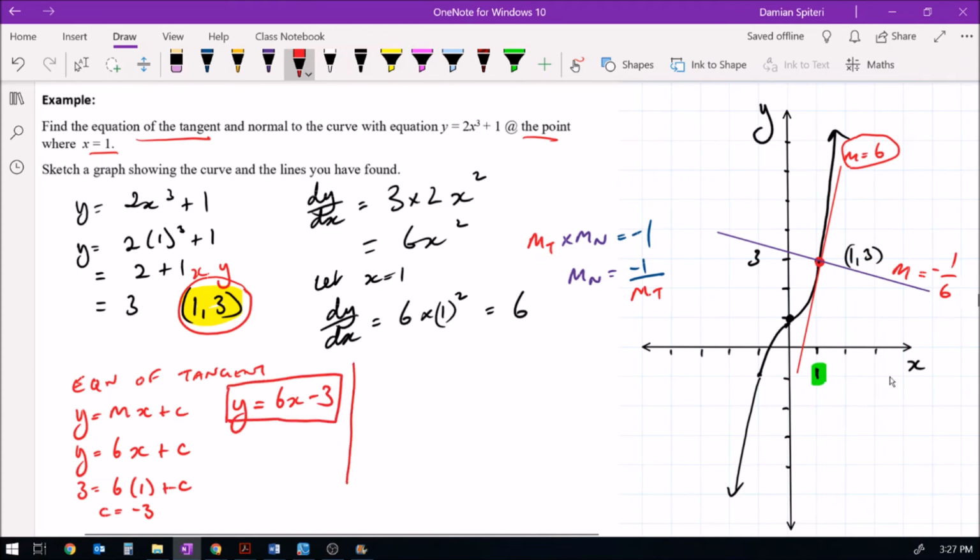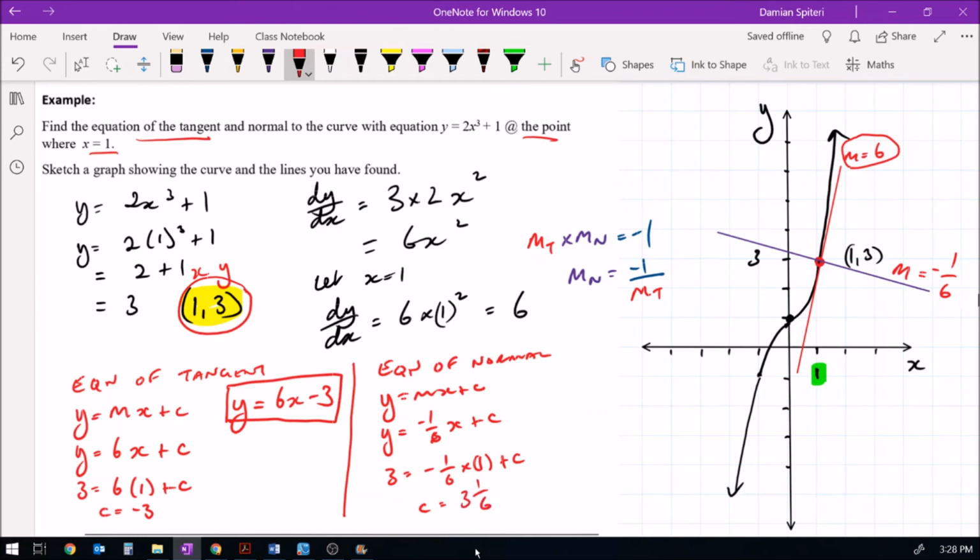Alright, what about the equation of the normal? Same deal, y equals mx plus c. y is going to equal, now the gradient we said was minus 1 on 6, x plus c. Now we substitute 1 and 3 into that, so 3 is equal to minus 1 on 6 times 1 plus c, and c is equal to, well, you take the minus 1 on 6 over to the other side and you get 3 plus 1 on 6, which is 3 and 1 on 6. So the equation for the normal is y equals negative x on 6, or negative 1 on 6, whichever you like, and then plus 3 and 1 on 6.